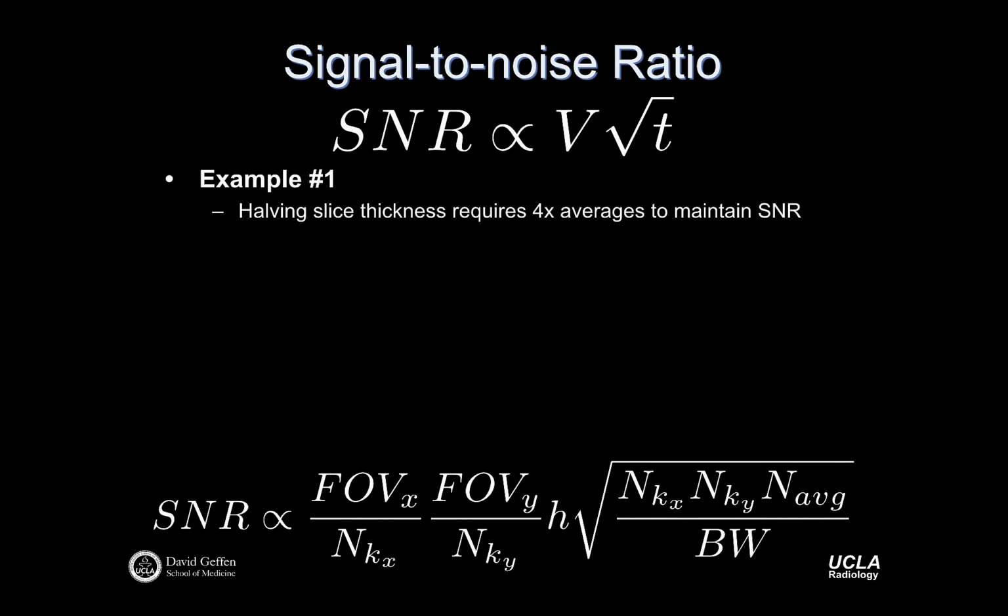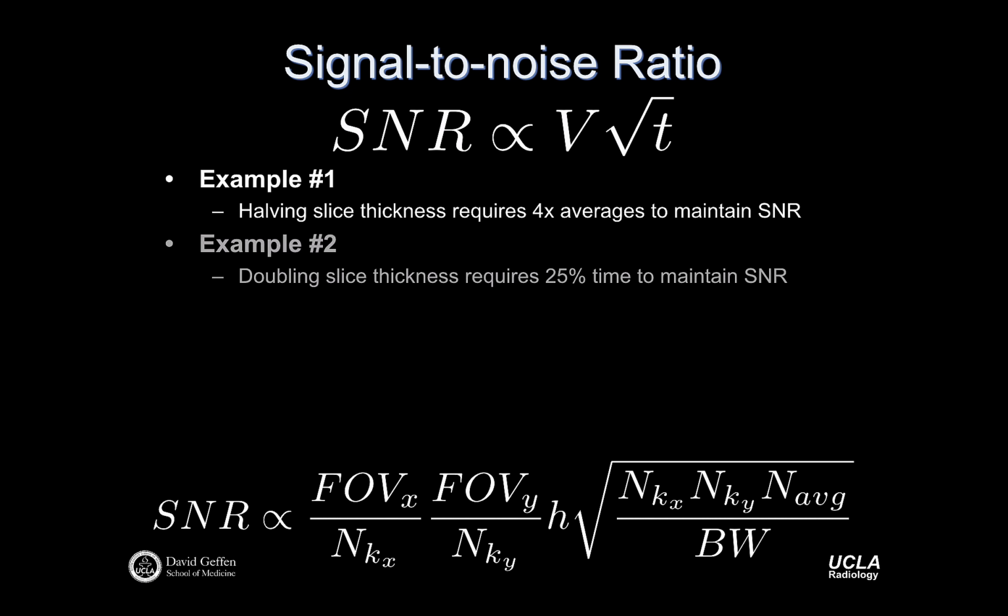So we went through this first example at the very end of class last time, which was just about the slice thickness. If our voxel volume or our slice thickness goes down by a factor of 2, but we want to maintain our signal to noise, then we have to scan 4 times longer, right? So it's a steep penalty to pay for thinner slices.